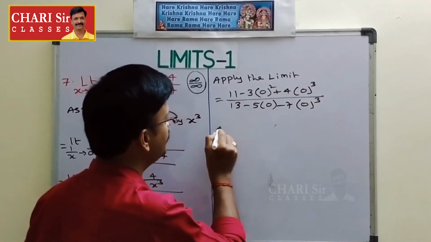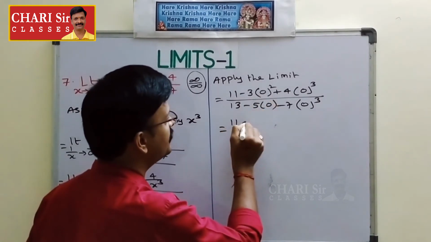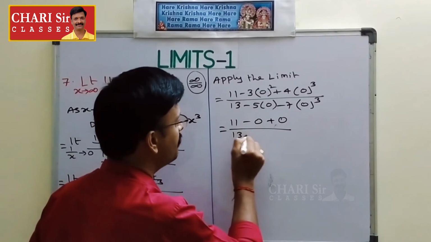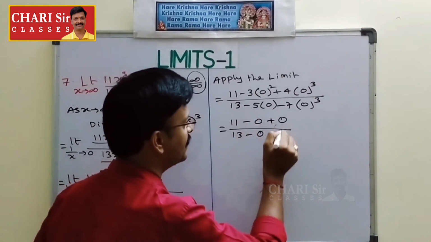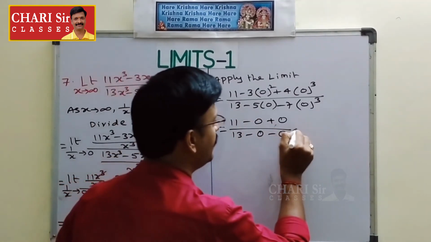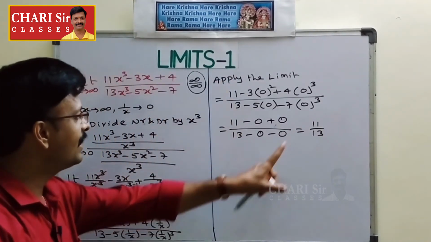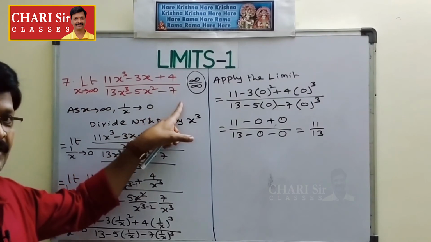So what happens here? 11, this becomes 0 and 4 into 0, and 13 minus 5 into 0 is 0, minus 7 into 0 is 0. So finally what you get? 11 by 13. So this is the limit value of the given function.